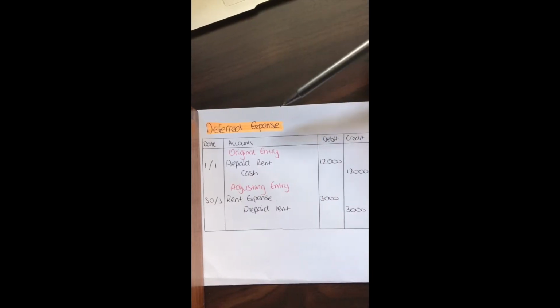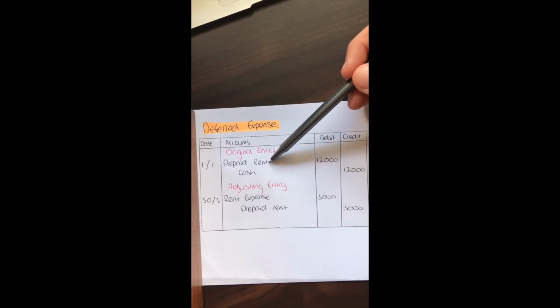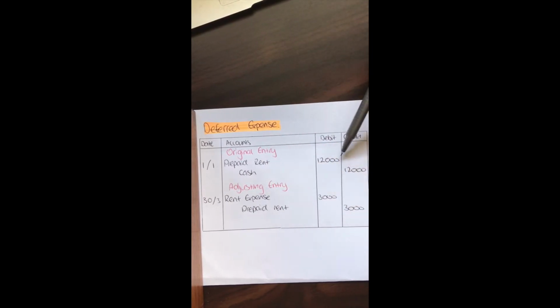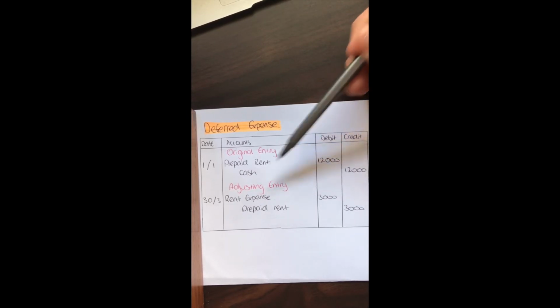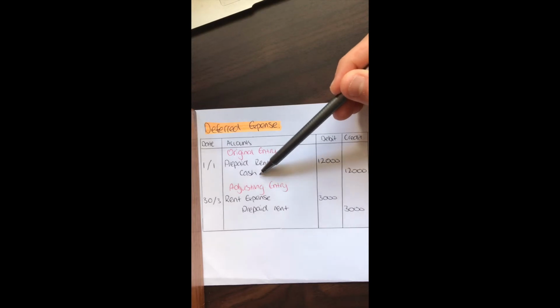The process of adjusting entries for deferred expense begins with our original account being a prepaid rent that we paid in advance for cash of $12,000. Therefore, we increase our asset account and debit it by $12,000 and decrease our cash account, which we credit by $12,000.